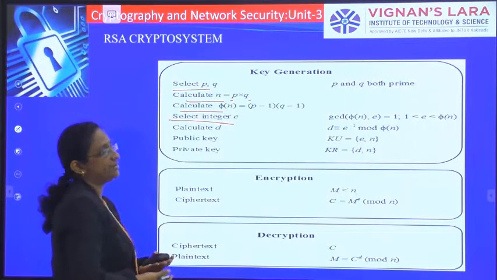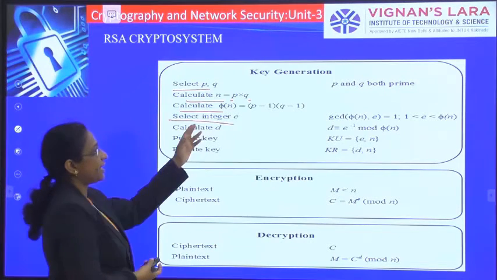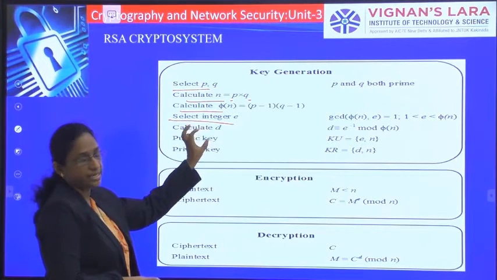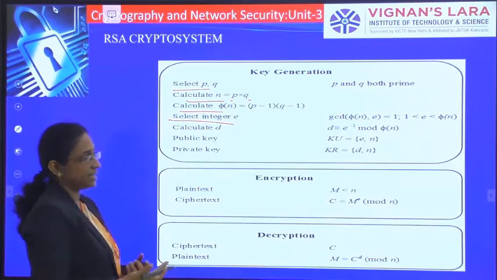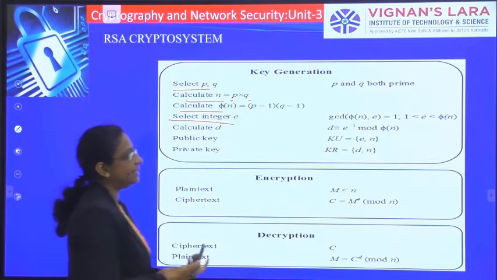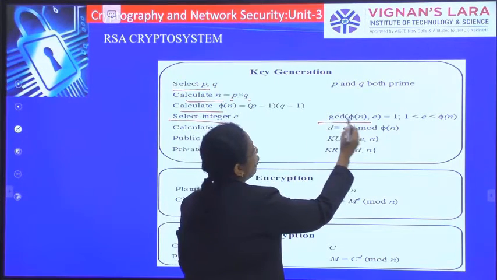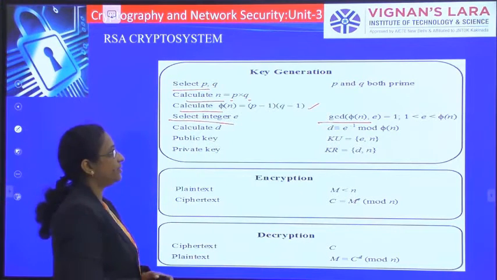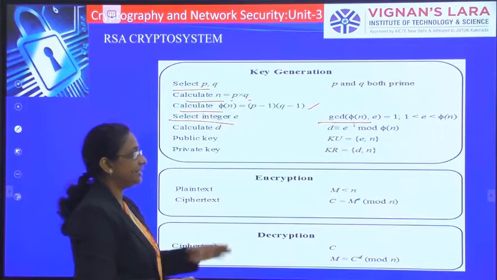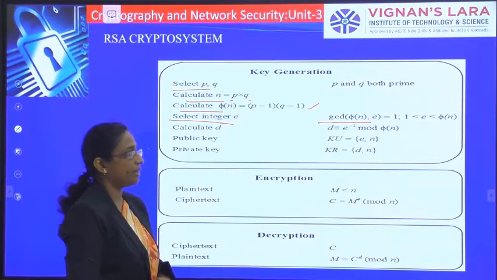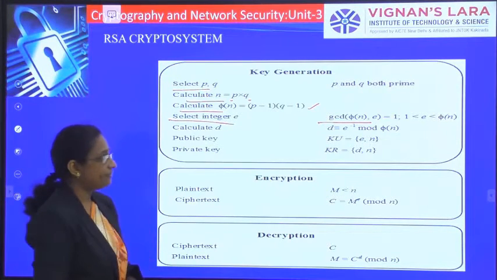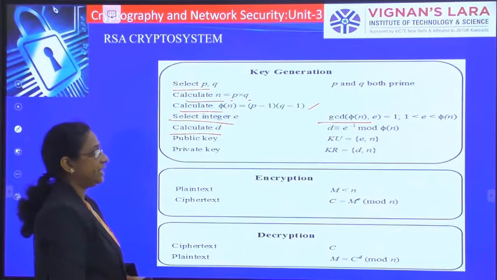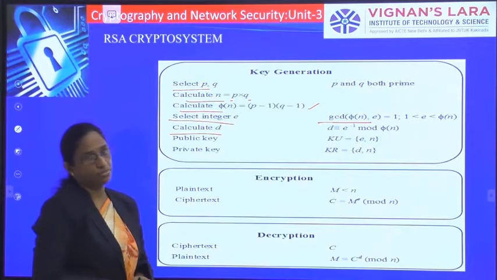After calculating the Gaussian function phi of n, the person who is generating the keys has to select an integer e such that GCD of phi n comma e is equal to 1. After selecting that integer, we will be calculating d, where d is equal to e inverse mod phi n.